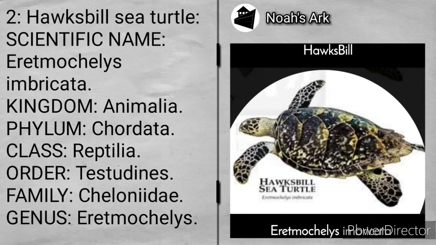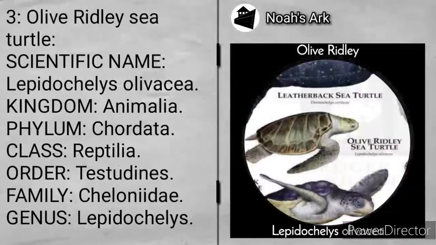2. Hawksbill Sea Turtle, scientific name, Eretmochelys imbricata. Kingdom, Animalia. Phylum, Chordata. Class, Reptilia. Order, Testudines. Family, Cheloniidae. Genus, Eretmochelys. 3. Olive Ridley Sea Turtle, scientific name, Lepidochelys olivacea. Kingdom, Animalia. Phylum, Chordata. Class, Reptilia. Order, Testudines. Family, Cheloniidae. Genus, Lepidochelys.